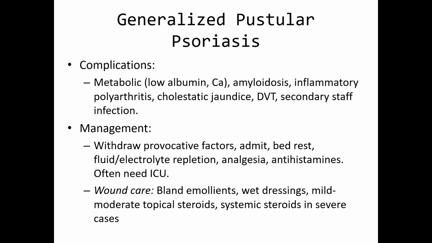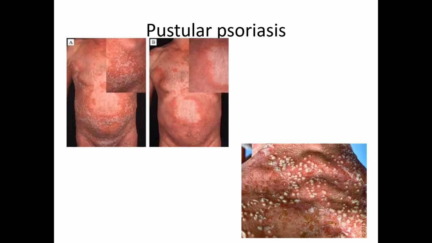Management: withdrawal of provocative factors, admit the patient, bed rest, fluid and electrolyte replacement, analgesia, antihistamines, often need ICU care. Wound care with bland emollients and wet dressings. Mild to moderate topical corticosteroids can be given, and systemic steroids in case of very severe disease or pregnancy with pustular psoriasis. So these are the clinical pictures of pustular psoriasis.